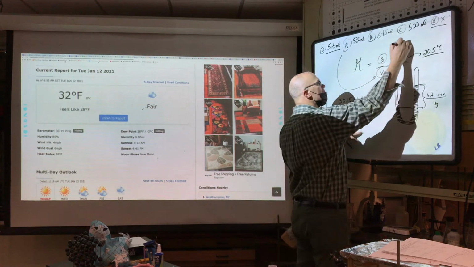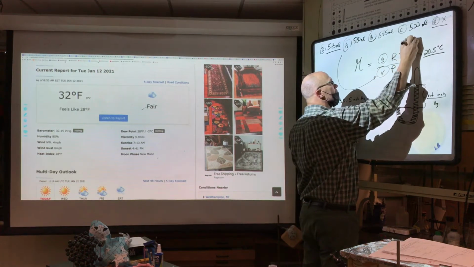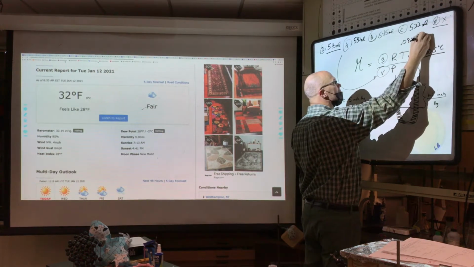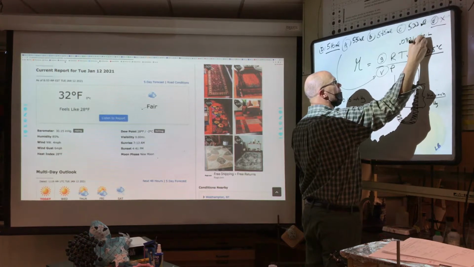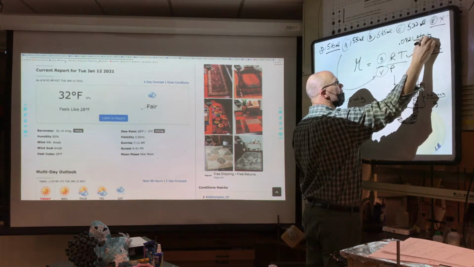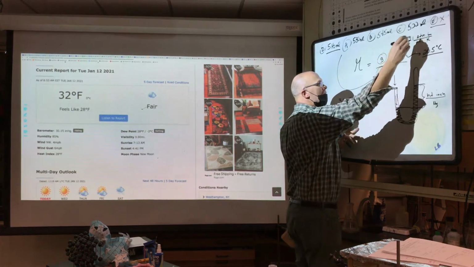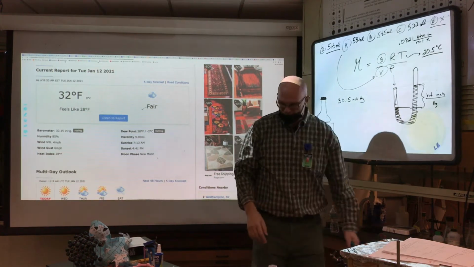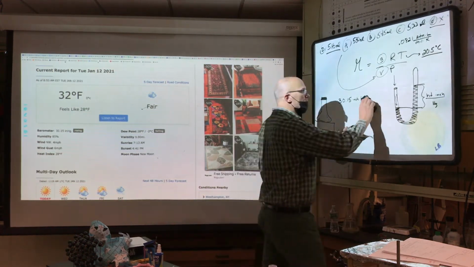If we're going to use 0.0821 atmospheres liter per mole kelvin, we've got to be in atmospheres. So how do we do that? Pretty simple stuff, using our conversions.